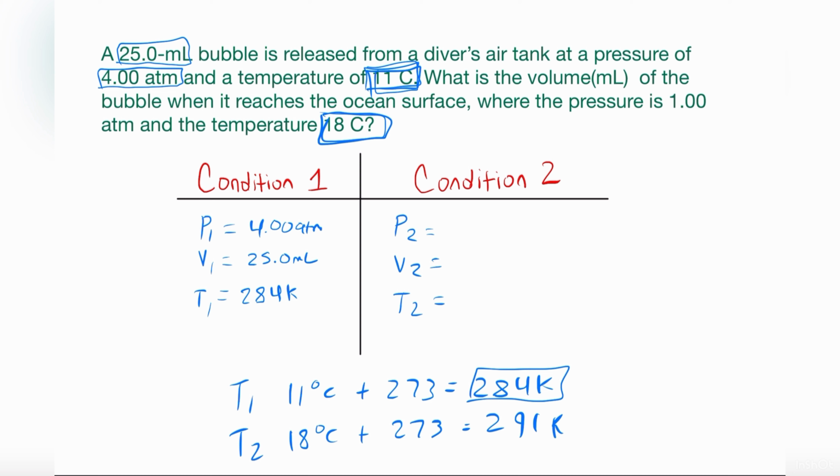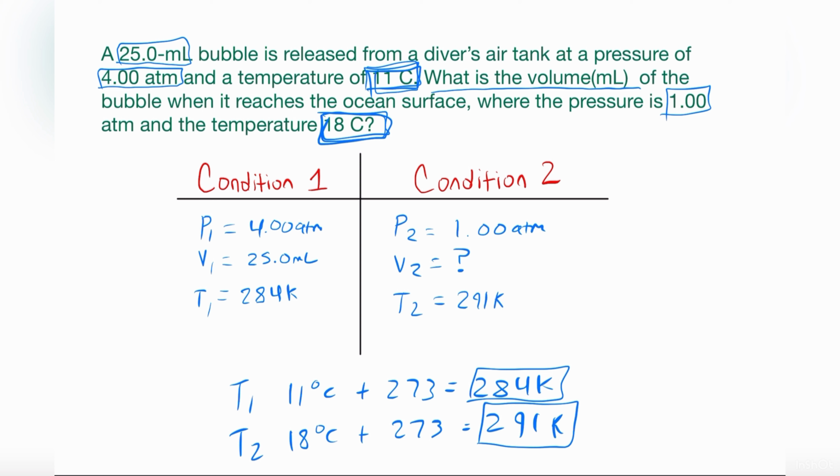For P2, the second pressure that's given is what? Here. It is 1 atm. How about the second volume? Well, we aren't given the second volume because it is what is the volume of the bubble. So we're looking for what this second volume will be. So we'll just put a question mark there. T2, what is the second temperature? The second temperature is given, the 18 degrees Celsius, which we converted to 291 Kelvin.